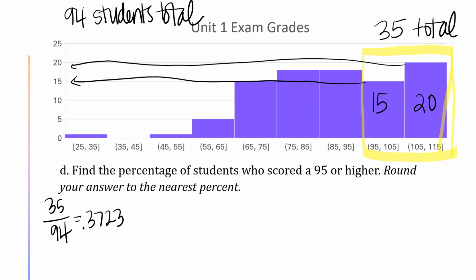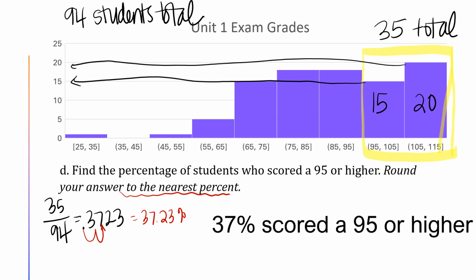So take your decimal, go the opposite direction. If we were going from percent to decimal, we move the decimal to the right. We're going here from a decimal to a percent, so we're going to move it 2 places to the right. So that's going to be 37.23%. We're supposed to round that to the nearest percent. The 0.23 tells us not to round up, we'll just stay at 37. So 37% scored a 95 or higher.